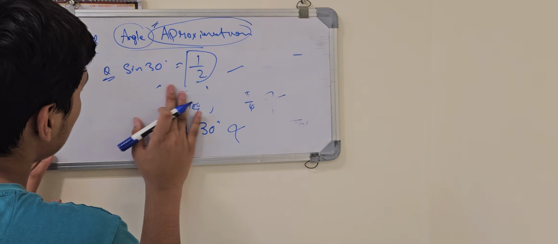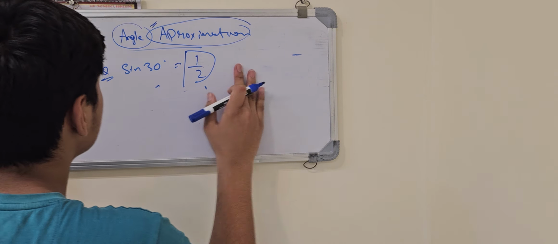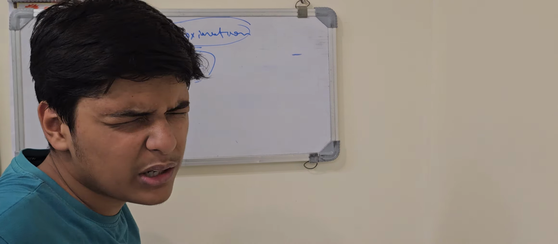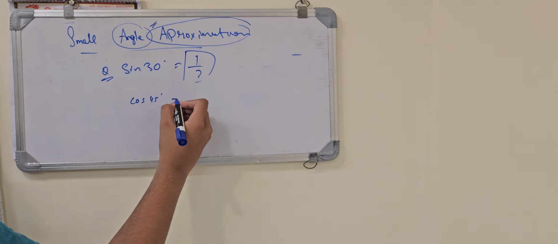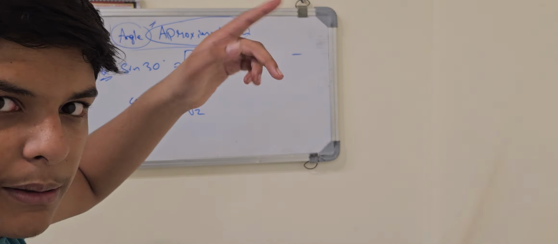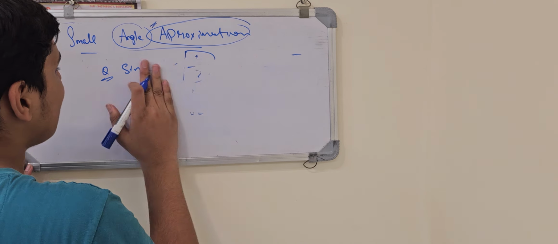So if I will tell you one more example, cos 45 I am giving. Cos 60 is equal to 1 by 2. Cos 45 is equal to how much? 1 by root 2. I am giving you one example of the table. If you remember the table, you can do this very well. One nice question I am giving you.